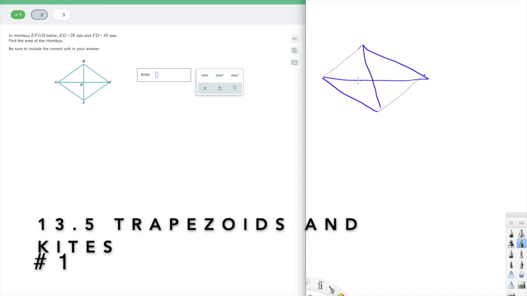So we have EG, and I'm just going to mark it like this, and so that is 28, and then we have FD, which is this guy here, and that's 10. And they want us to find the area of the rhombus.